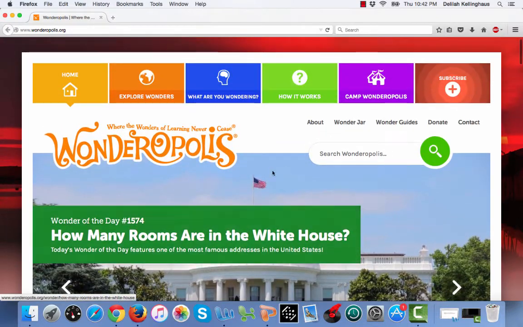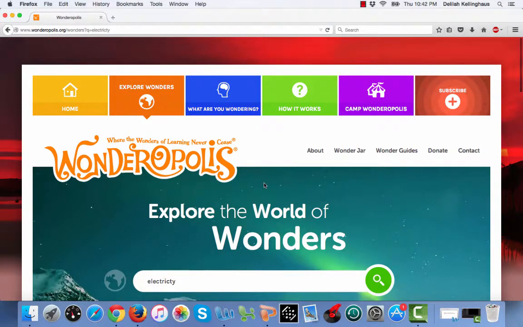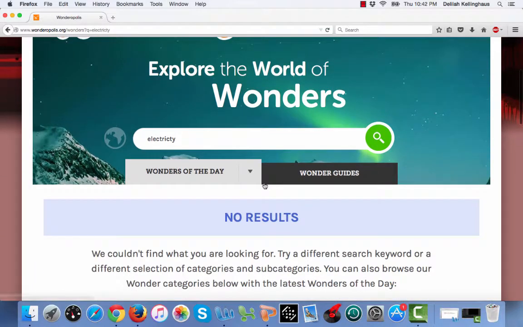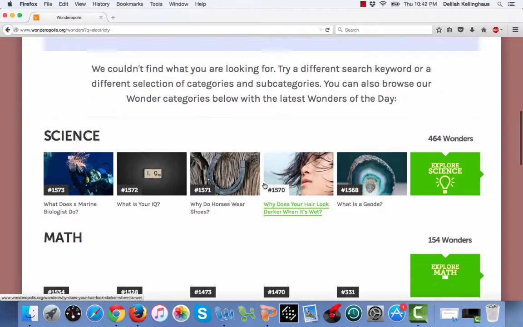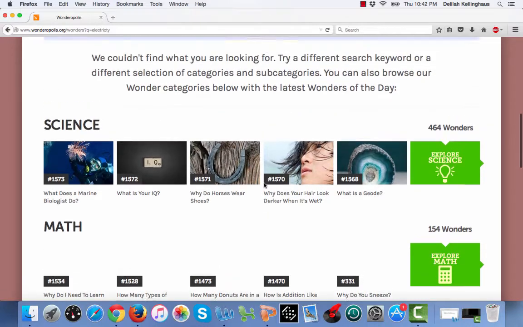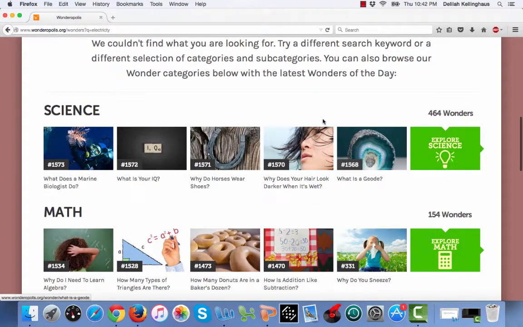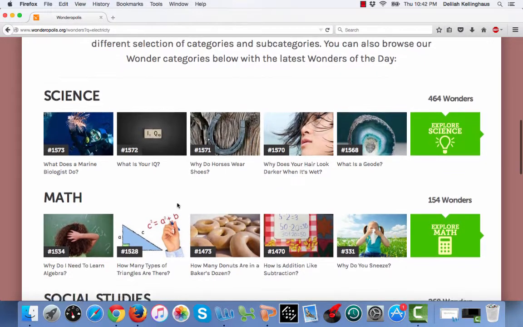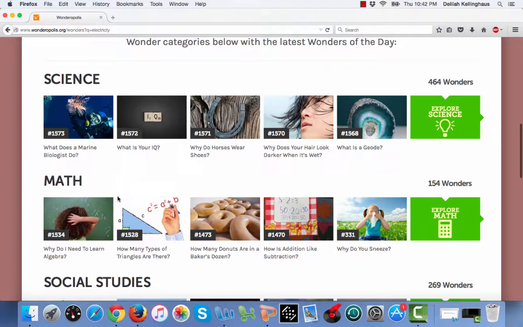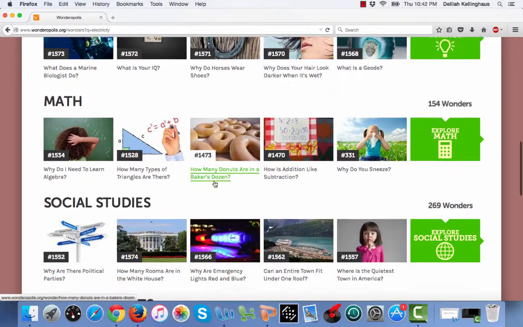And so students will say, I'm wondering about electricity. We were working on electricity in science. And I will say, what a great wonder. And they will type in the word electricity. And lo and behold, in the world of wonders, we will look for science. No electricity one specifically, but what it will bring up is really great things that have to do with the topic we placed in. So science, math, right, social studies.